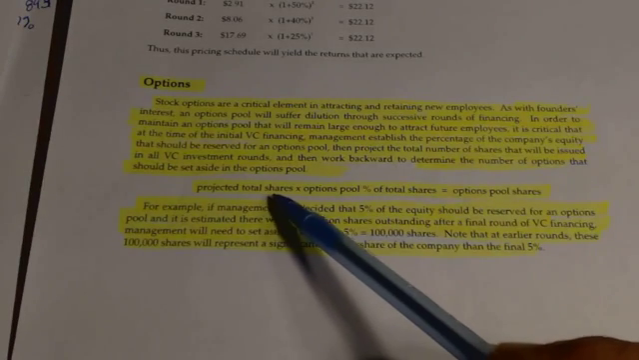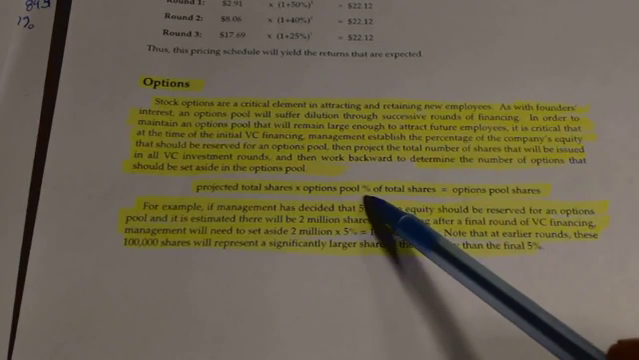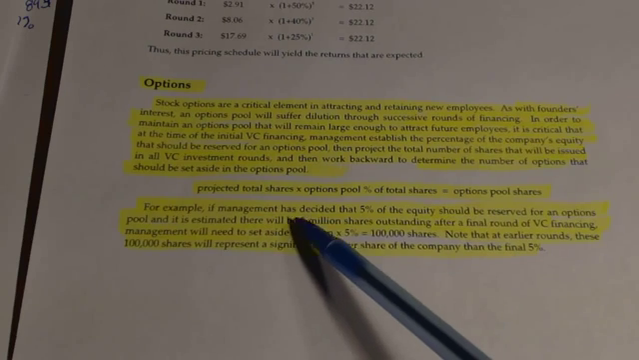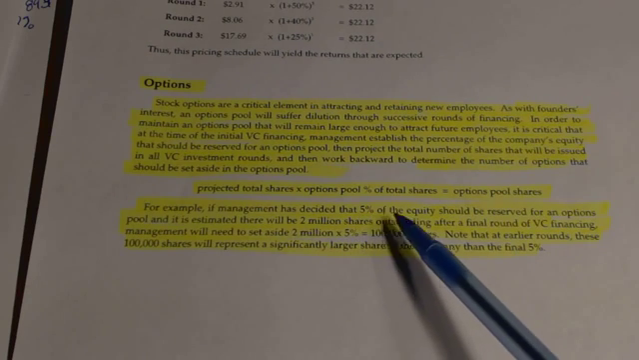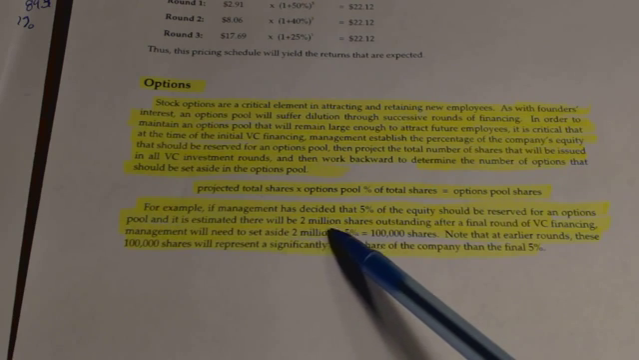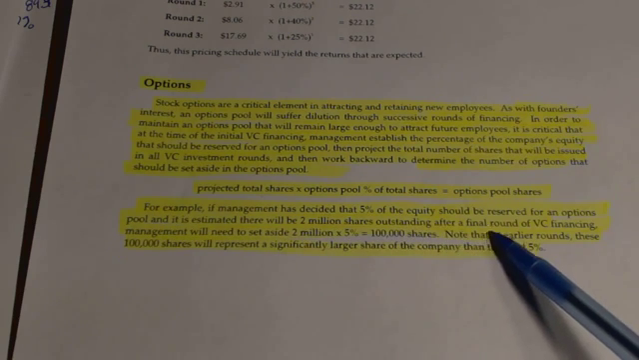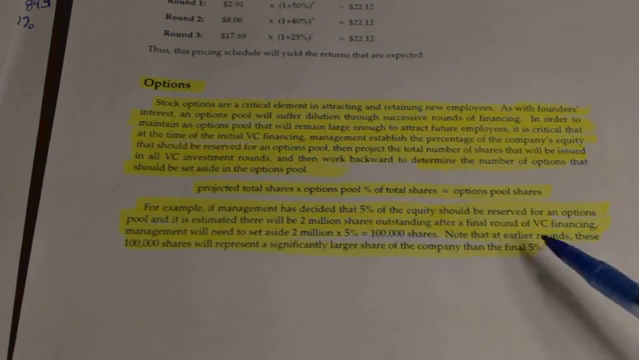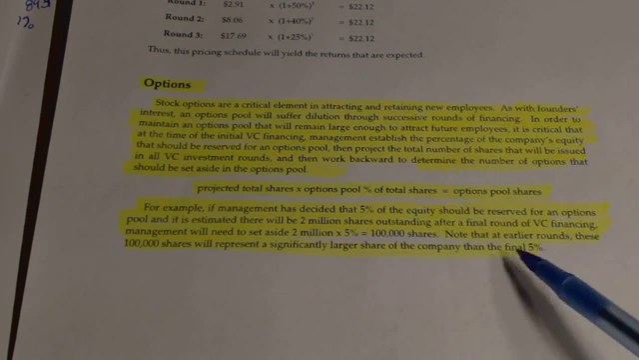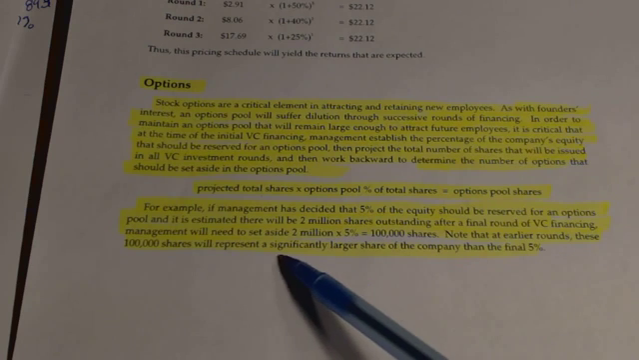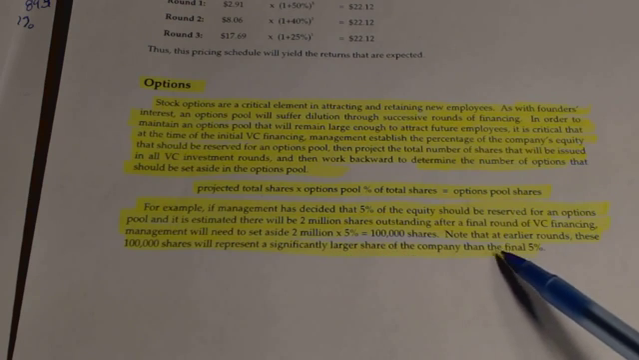So you take the projected total number of shares times the percentage. In this case, they're going to use 5%. And that means how many option pool shares that they should set aside. For example, if they decided 5% of the equity should be reserved for an options pool, and it's estimated there'll be 2 million shares after a final round of VC financing, management will set aside 2 million times 5% or 100,000 shares.